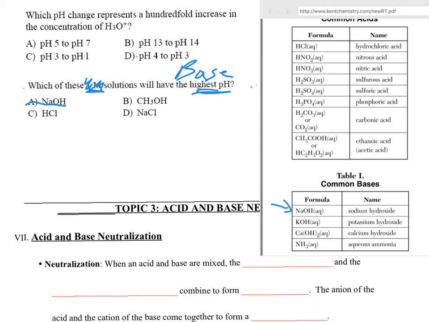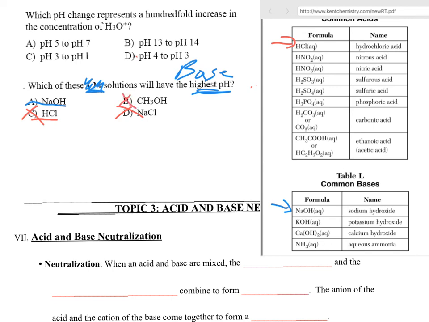HCl is an acid. That's all the way over here, so I know it's not that one because it's definitely not a base. NaCl is just a salt, so that's not that. And let's see here. We've got CH3OH. I'm taking a look. I do not see it here at all at any of the tables. So yeah, it's not going to be that one either.